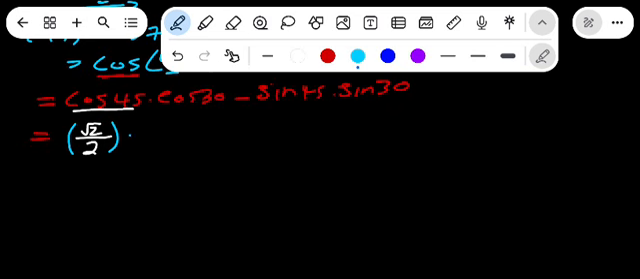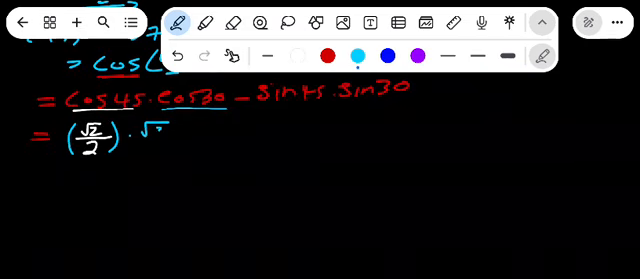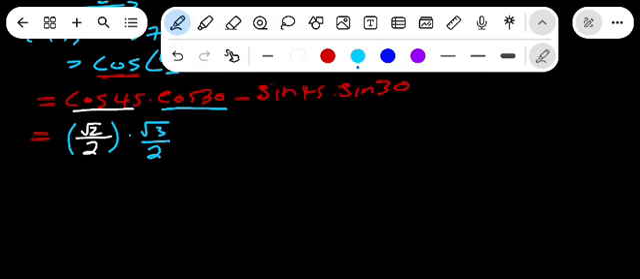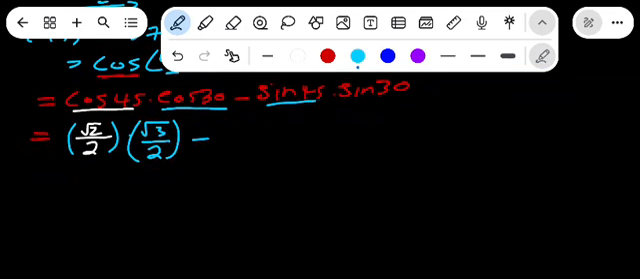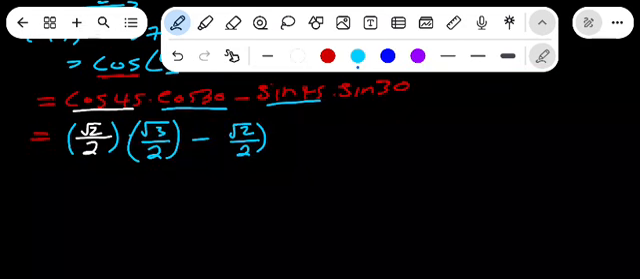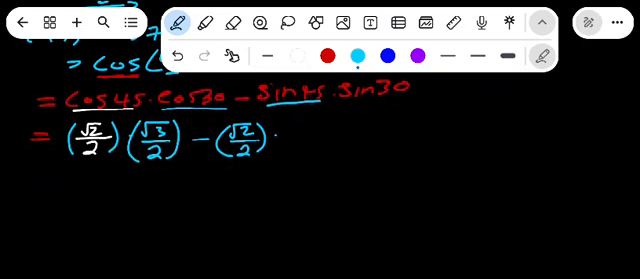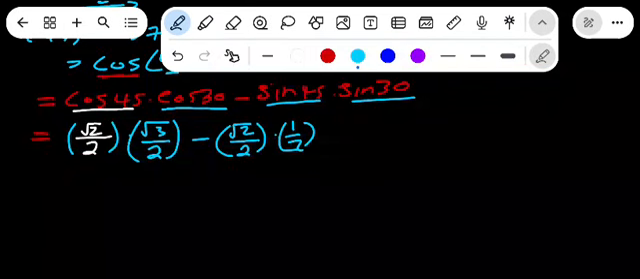multiplied by cos 30, which will be what? The square root of 3 divided by 2. This cos 30 is still a special angle. Minus sine 45, it's a special angle, would be the square root of 2 divided by 2 also, multiplied by sine 30. This is 1 over 2. Alright, this is what we have.